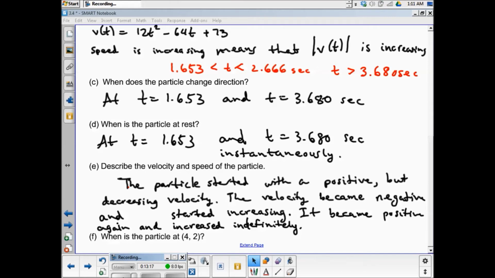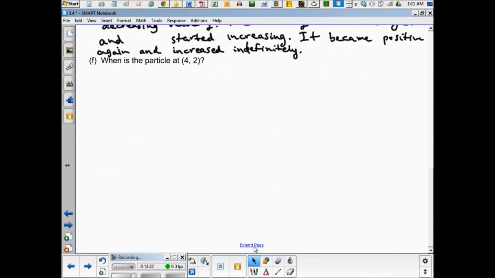The final question on this page is, when is the particle at 4, 2? So this is asking when is x of t equal to 4? We can find that by going back to our graph and looking at the position graph and seeing where it ever reaches a y value of 4, which would correspond to a position of 4.